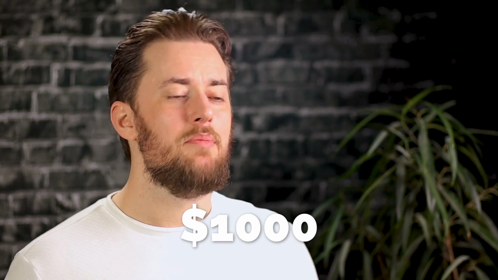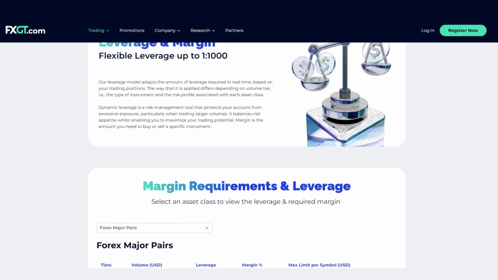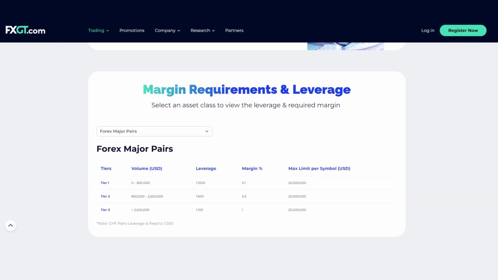Let's say you want to invest in the stock market and you have $1,000. By using leverage, such as borrowing money from a broker, you can control a much larger position in the market than you could with just your $1,000. For instance, with FXGT's 1,000 to 1 leverage, you could control $100,000 worth of stocks with just $100.